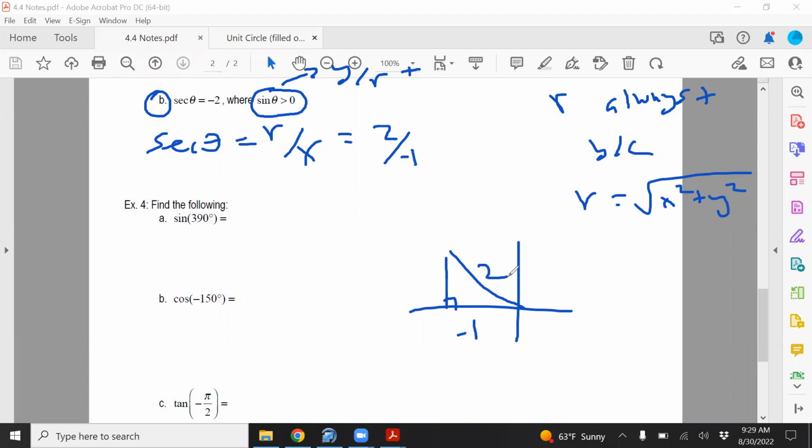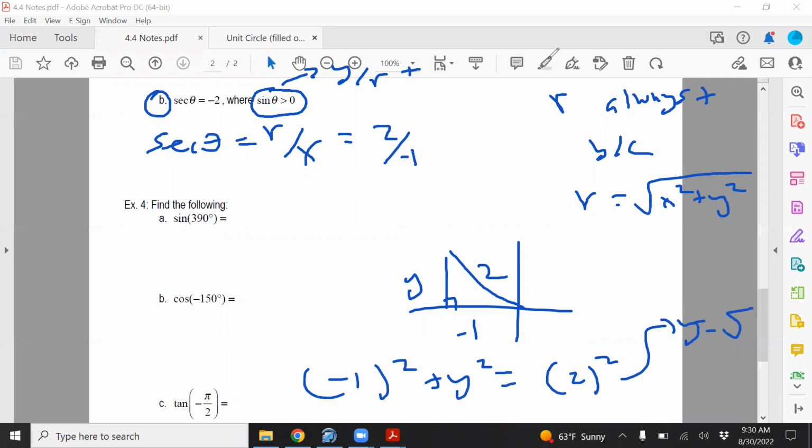How do I find this side? What would I do to find that side? Pythagorean theorem. Y will be root 3. So if y is root 3, then your coordinates are negative 1 comma root 3. Negative 1 comma root 3. Once you have that figured out, then we can just do the rest of the problem.